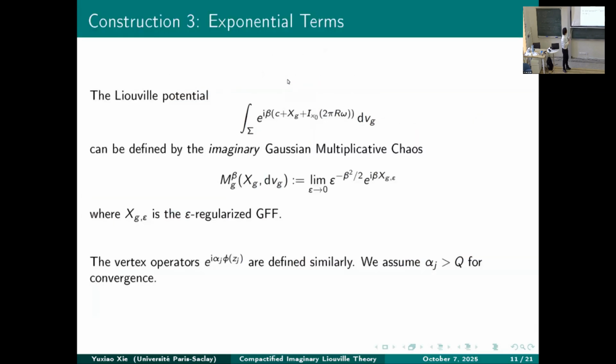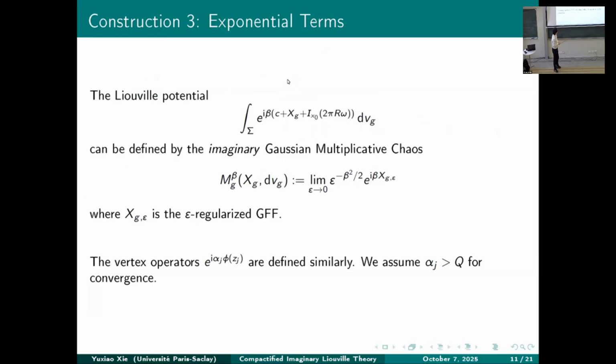Okay, so we also have this exponential term. So we have two exponential terms here. So first you have the vertex operators, and then you also have the Liouville potential. They're of the same form with different beta, with different parameters. But there's also another probabilistic tool that you can use to define this.